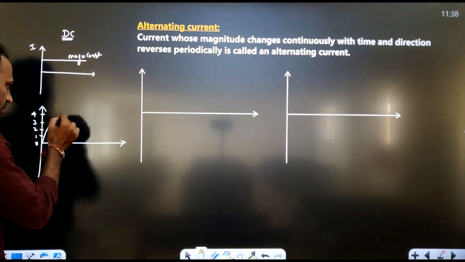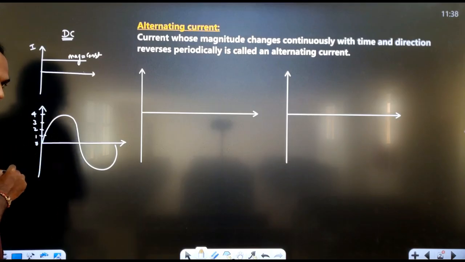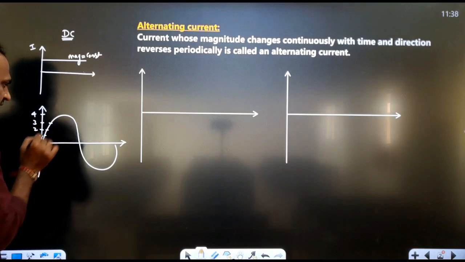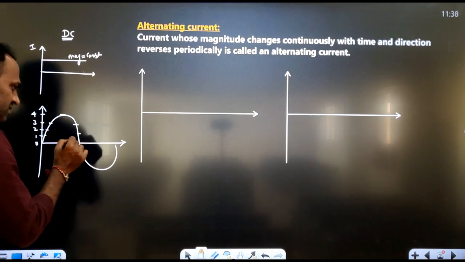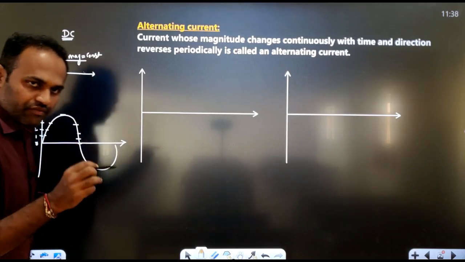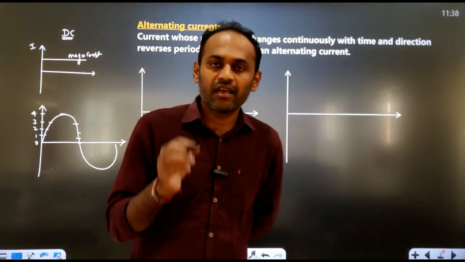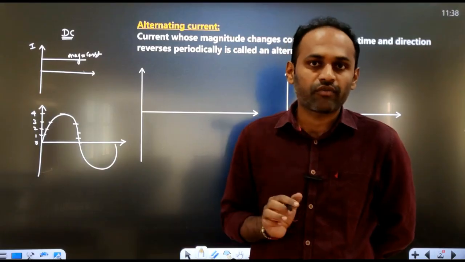So when we show AC, we show it like this. Look, at 1 second current is 1 ampere, at 2 seconds it is 2 ampere, 3 seconds it is 3 ampere, 4 seconds it is 4 ampere, 5th second it is 3 ampere, 6th second it is 2 ampere, 7th second it is 1 ampere, 8th second it is 0 ampere. That means for every second the magnitude of current is changing.